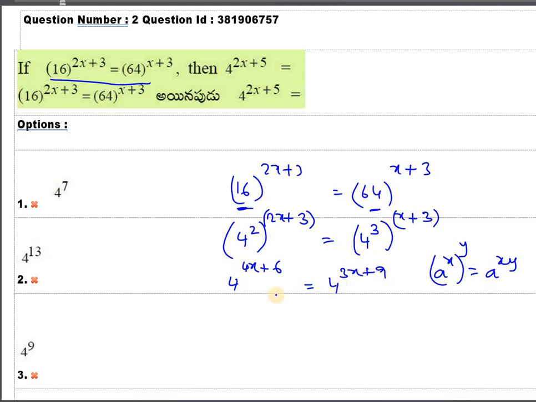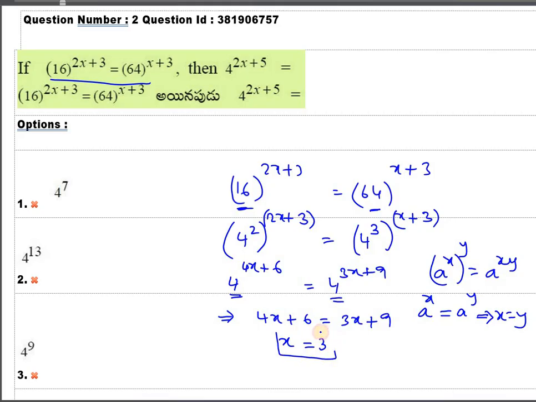See, now bases are the same. Here we are having 4 and here we are having 4. So if bases are same, powers are equal. We have studied this formula: if a power x is equal to a power y, with the same base, this implies x is equal to y. So 4x plus 6 is equal to 3x plus 9. Bring 3x to the other side, we get 4x minus 3x is x, equal to, take this 6 to the other side, it becomes minus 6. So 9 minus 6, how much is it? 3. So the x value we got is 3. 3 is not the answer. Now what we have to find?